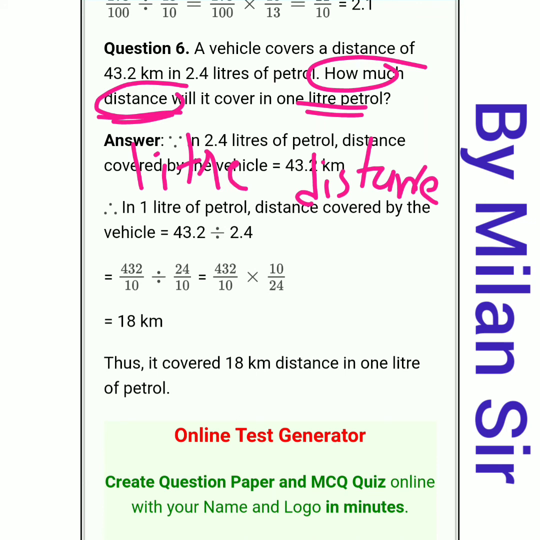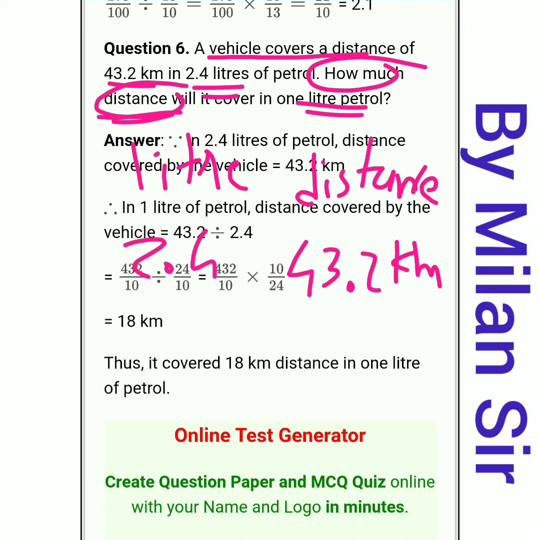Okay, so here we have two quantities, liter versus distance. Now read the first line. A vehicle covers a distance of 43.2 km in 2.4 liters of petrol. So 2.4 liters of petrol, distance 43.2 km.